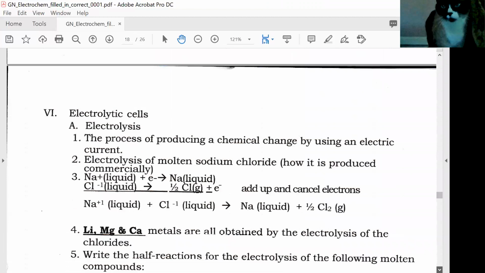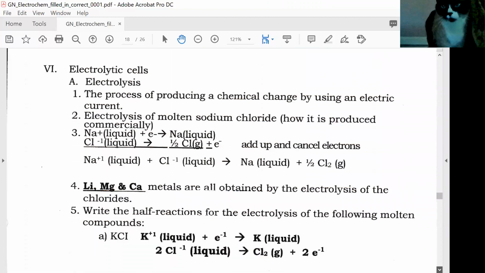Okay, so here's our new material, electrolytic cells. So electrolysis, the process of producing a chemical change by using an electric current. Electrolysis of molten sodium chloride is how it's produced commercially.